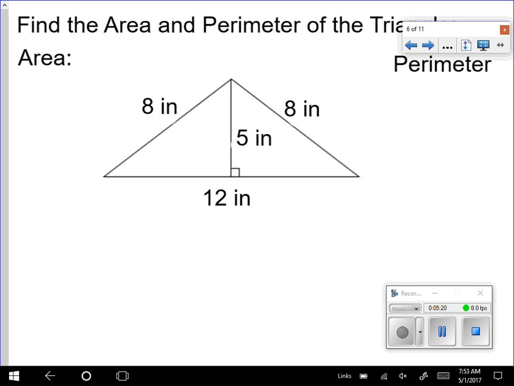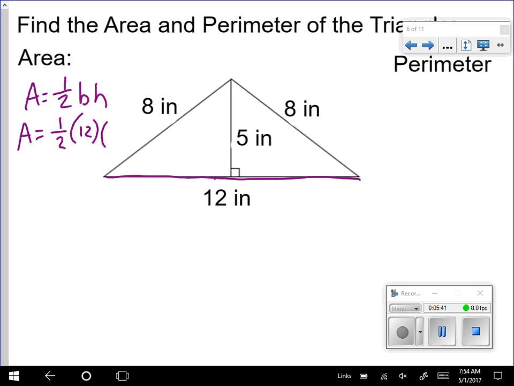The area of a triangle formula is area equals 1/2 base times height. So we write that down. We're going to fill in what we know. So the base, remember, is always where it can lay flat, so we're going to find that down at the bottom here. That's going to be 12. And then our height runs from top to bottom. It's obviously 5.